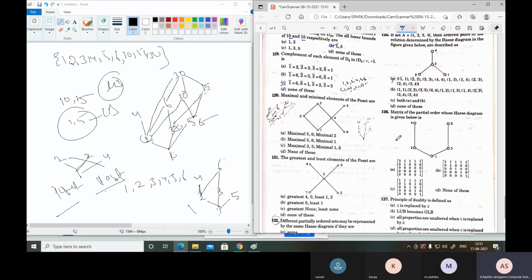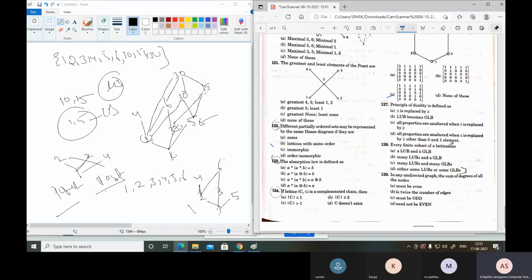Now do you know what the diagram for this is? Here, the Hasse diagram means self loops are there, so the diagonal is all ones. Now 1 2, 1 3, 1 4, 1 5. Next 2 4, and next 3 5. Okay. So this is the Hasse diagram, and this is the matrix for this Hasse diagram. This is the matrix. Okay.